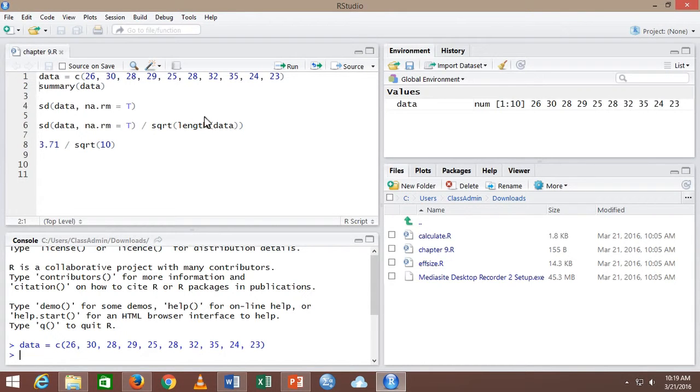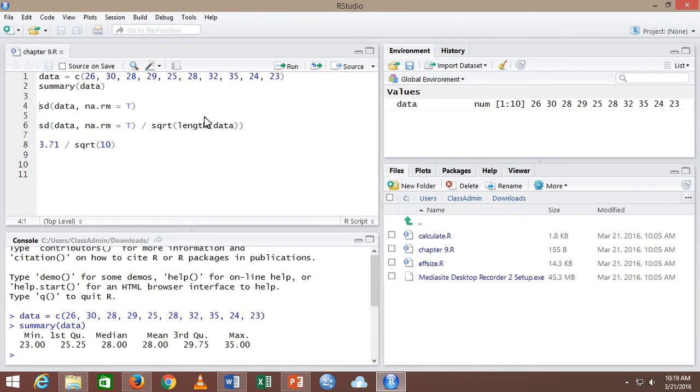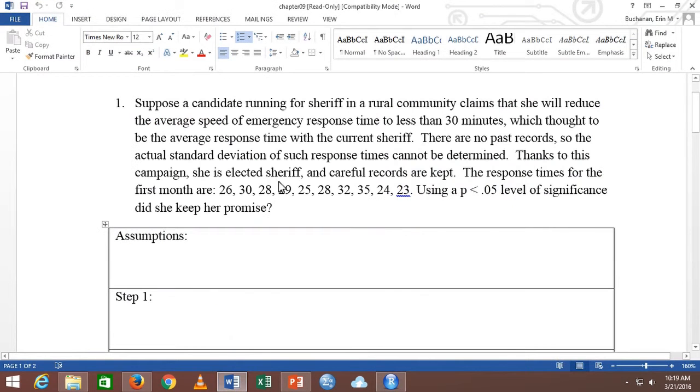So my summary of the data. Okay, so the mean is 28 minutes. There were 10 people, so that makes degrees of freedom 9, or 10 response times. I know there's 10 because there's 1 to 10 right here. And we were going to compare that to a 30-minute response time. And that's from the example, this thing.